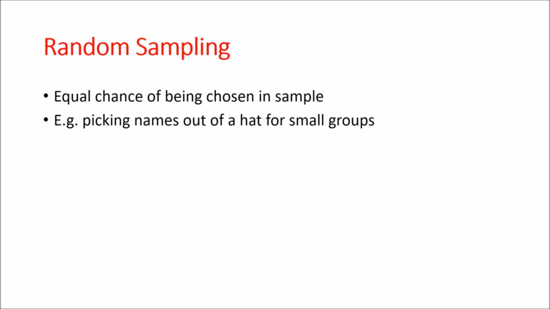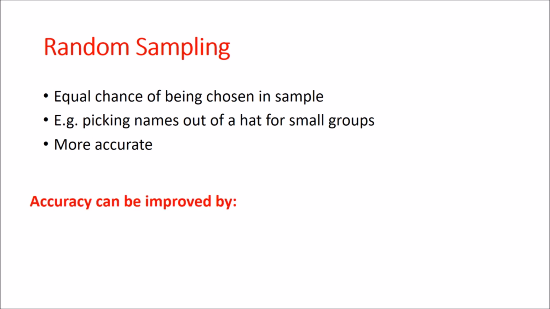The next word we need to understand is random sampling. This is a favorite sampling to predict bigger populations. Subjects have equal chance of being chosen. For example, we can do this by picking names out of a hat for small groups. If it's a larger group, we can assign numbers and then pick the numbers randomly with a random generator. And this is much more accurate because there's less bias.